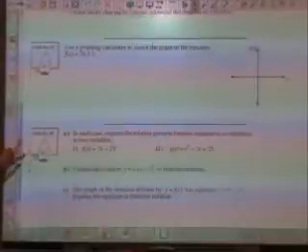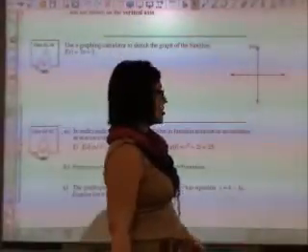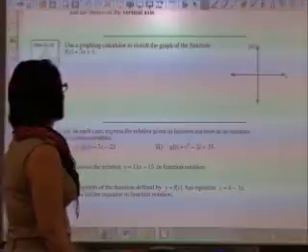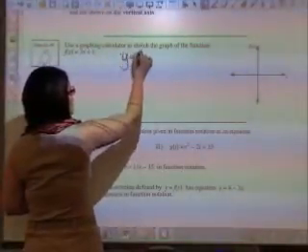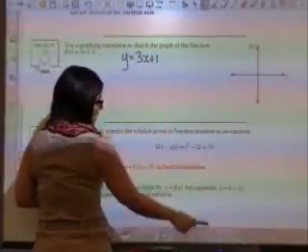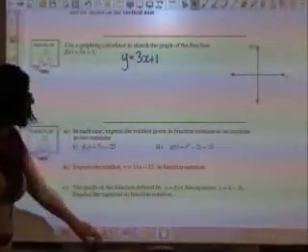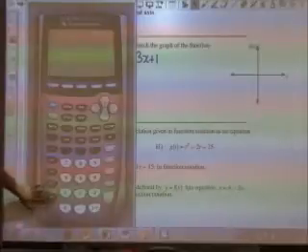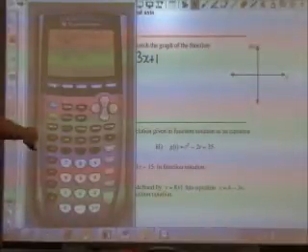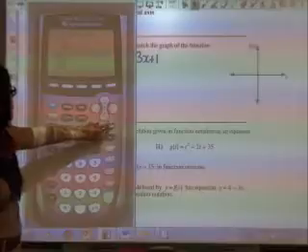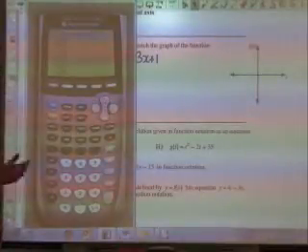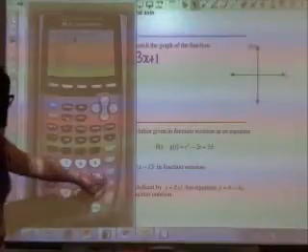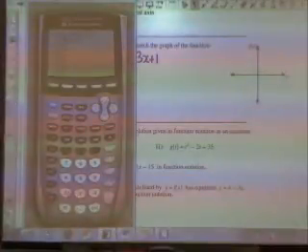So if we look at our first example, use a graphing calculator to sketch the graph of the function y equals 3x plus 1. What that means is I use my graphing calculator to sketch y equals 3x plus 1. So we take our calculator, turn it on, go to our y equals, and whatever is there we're going to clear because we don't need it. We're going to put in our new equation, 3x plus 1. And then we're going to graph it.